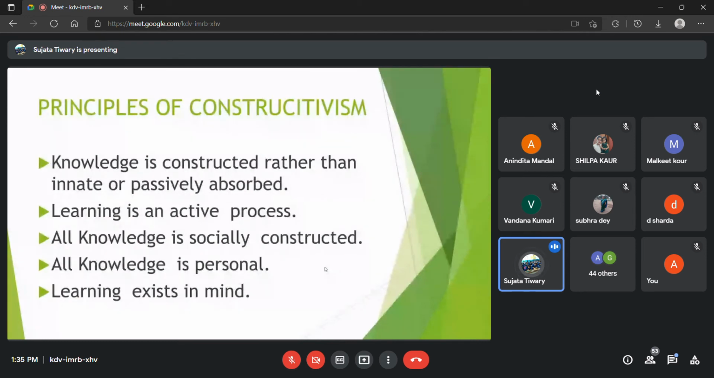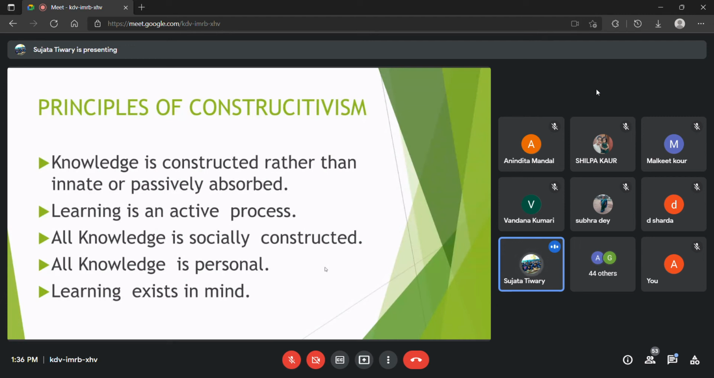The second one is that learning is an active process. When they are active, if they are doing something, they are learning more. This activity can be kinesthetic, bodily, or cognitive. If they are actively drawing it, remembering it, it is the same thing. Like when they are doing it, they learn in a better way.